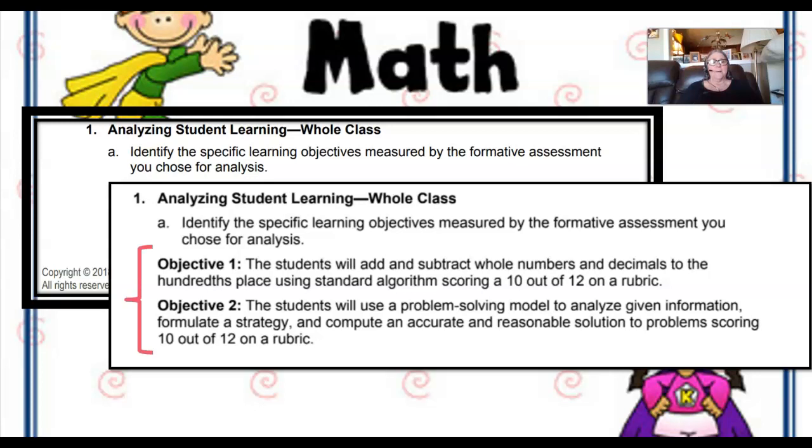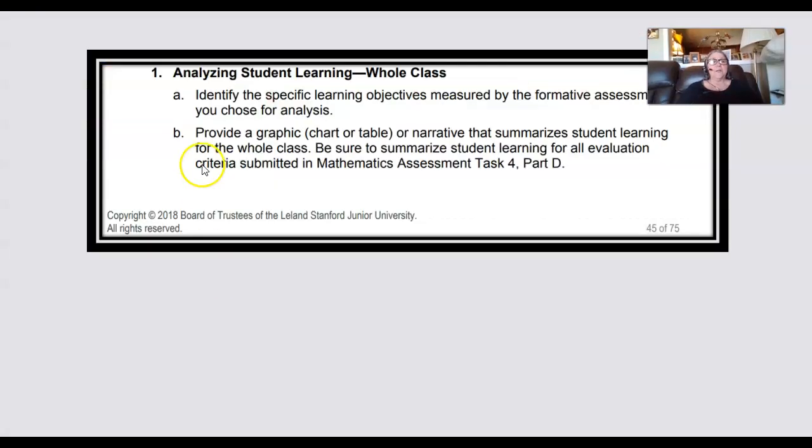Now, the next one is provide a graphic, chart or table, or narrative that summarizes student learning for the whole class. Now remember, your whole class might be 20 kids, 30 kids, or just 4 if you were given a small group. But you're going to be summarizing all of the student work in a graph or a table. Now it says chart or table or narrative.